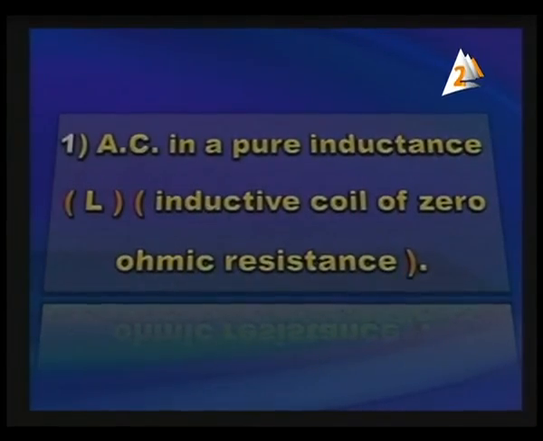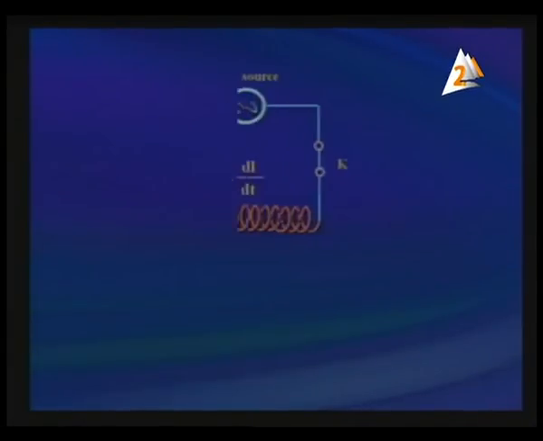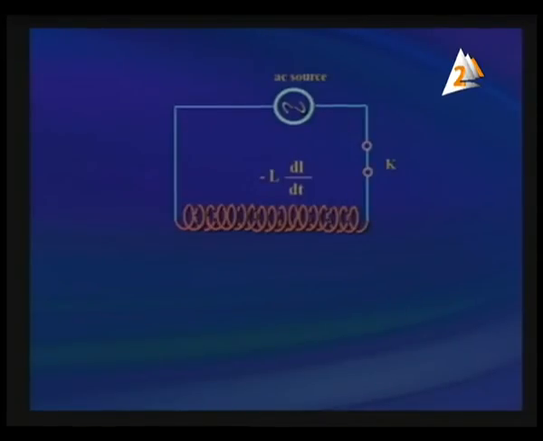And now AC in a pure inductance L, an inductive coil of 0 ohmic resistance. Pure inductance is denoted by L. What is a pure inductance or pure inductor? It is an inductive coil of 0 ohmic resistance. So the ohmic resistance of the coil, denoted by capital R, equals 0. In front of you we've got a circuit powered by an AC dynamo, and a pure inductive coil.